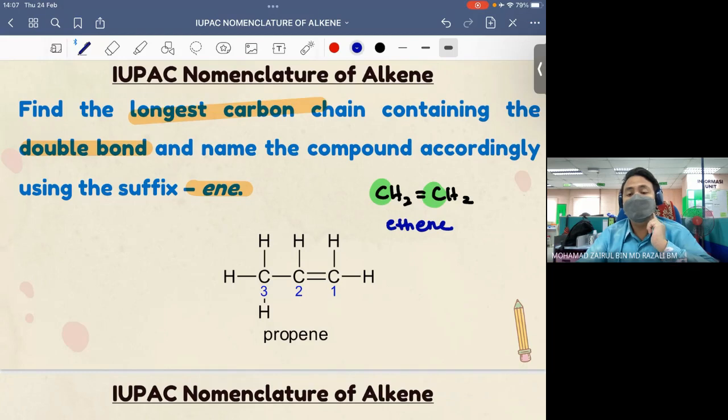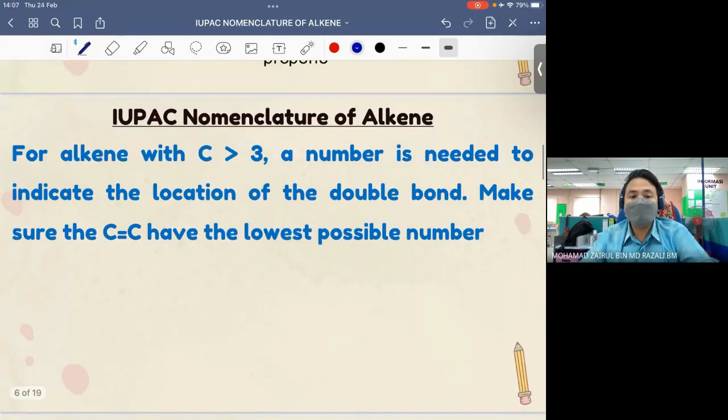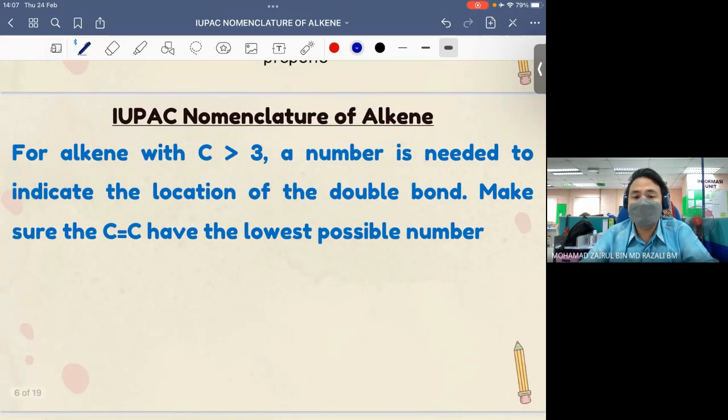Tapi the longest continuous chain itu mesti consist of carbon double bond carbon. Okay, if the longest continuous chain itu consists of more than 3 carbon, so starting from 4 carbon and above, then we need to specify the location of the double bond. Sebab apa? Sebab kalau alkene itu dah ada 4 carbon and above, there are possibility untuk ada positional isomer. Maknanya the position of double bond itu boleh berubah from one carbon to another.